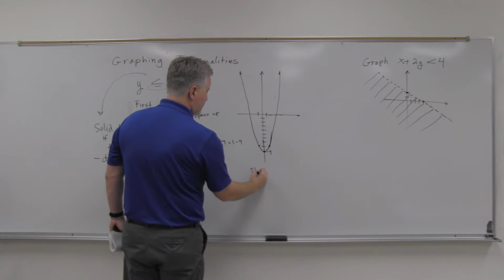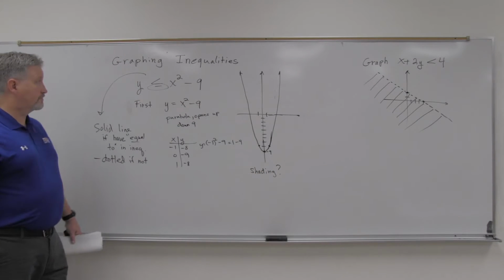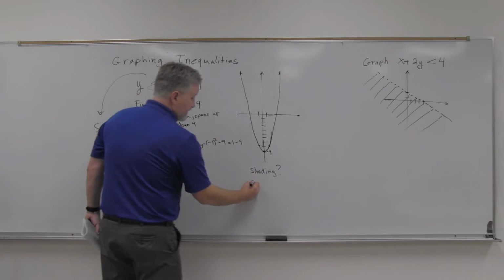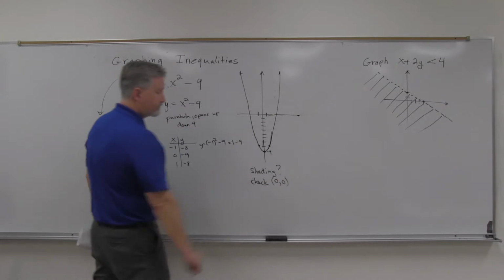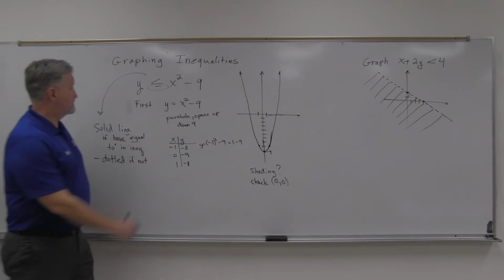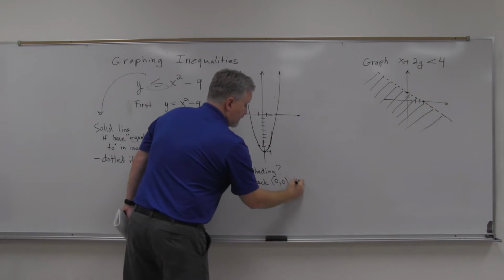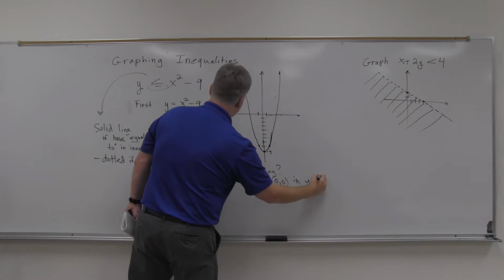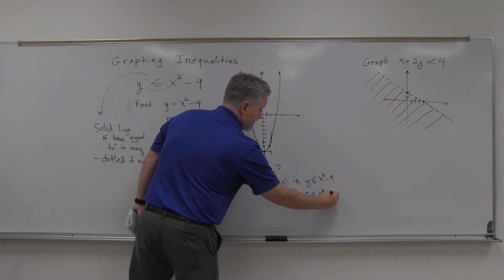And so we would need to ask ourselves, well, which part do I shade? Yeah, and again, check a point not on the line, or in this case, the parabola. 0, 0. Does 0, 0 work? And we're checking it in the inequality. Y is less than or equal to x squared minus 9. So that 0 is less than or equal to 0 squared minus 9.